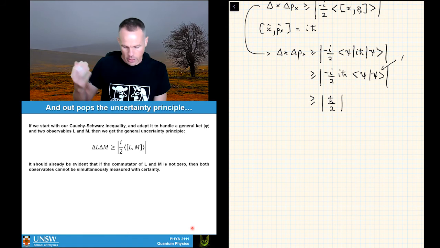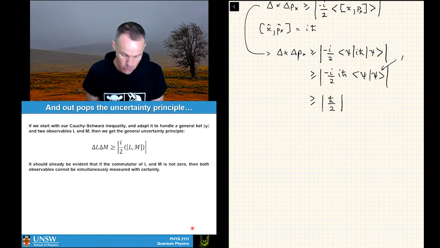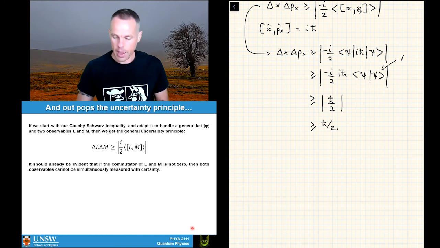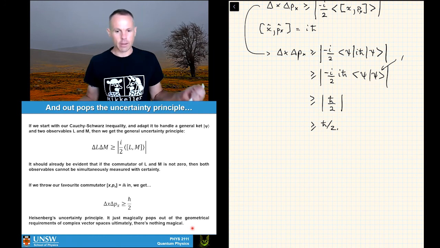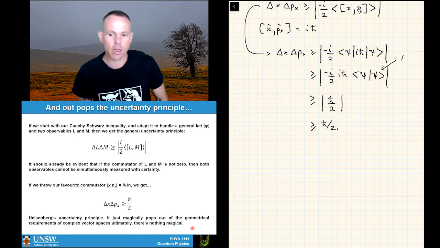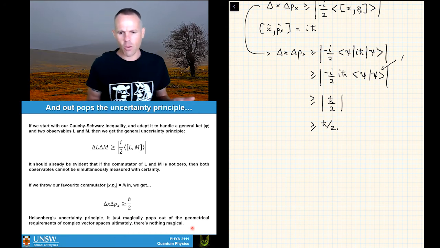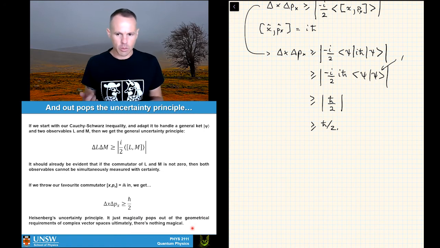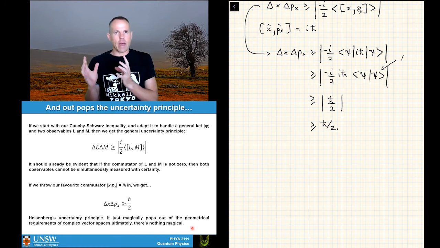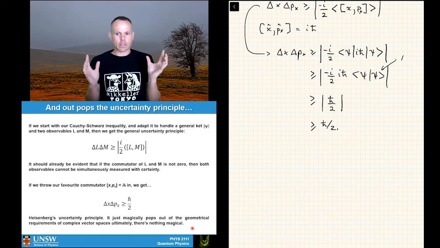And then at this point, we can clean up the absolute value signs. So here we've got h bar over 2. And sure enough, you've got your classic Heisenberg uncertainty principle popping out of here, okay? So there's really nothing magical about Heisenberg's uncertainty principle. Ultimately, all it is is a requirement. It's something that pops out of the maths once we impose the requirement that we're working in a vector space, and this vector space is geometrically sensible.